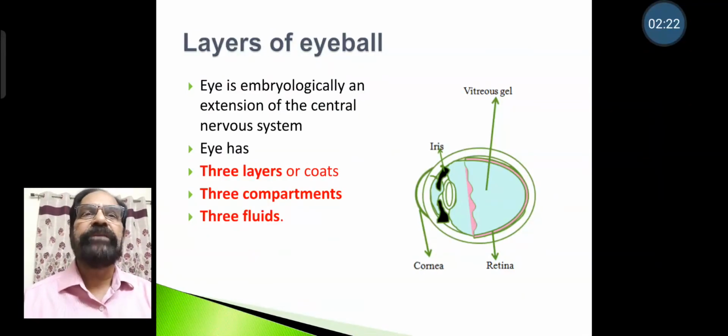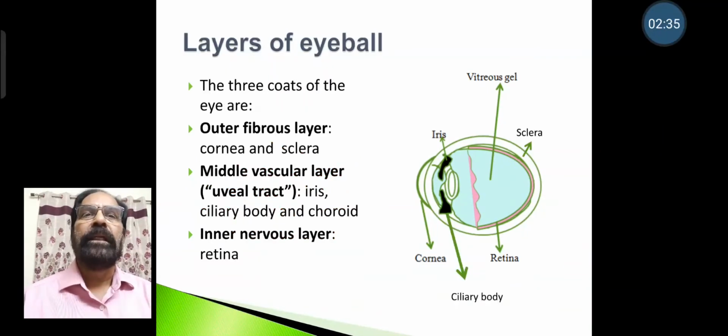Then we come to layers of eyeball. Eye is embryologically an extension of central nervous system. Eye has 3 layers or coats, 3 compartments and 3 fluids. Layers of the eyeball. The 3 coats of the eye are the fibrous coat, which comprises cornea and sclera, then the middle vascular coat, also called uveal tract. It consists of iris, ciliary body and choroid, and the nervous layer, that is, retina forms the nervous layer.